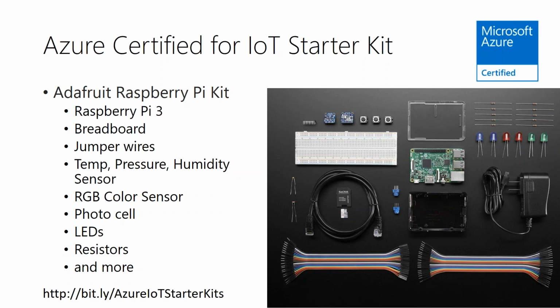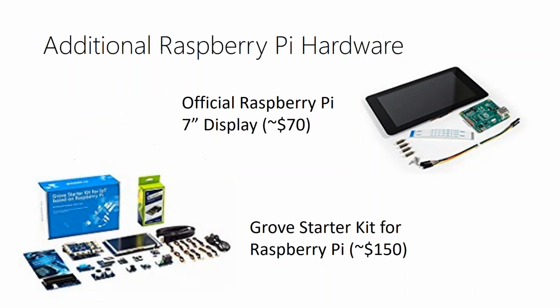Some additional things that are useful with the Raspberry Pi 3 is there is the official Raspberry Pi display. It's a 7-inch LCD touchscreen. This is useful in the prototyping space as well. You don't have to have a full-size monitor you can connect. You can use that. It also allows you to, if you build it in a custom case or something.